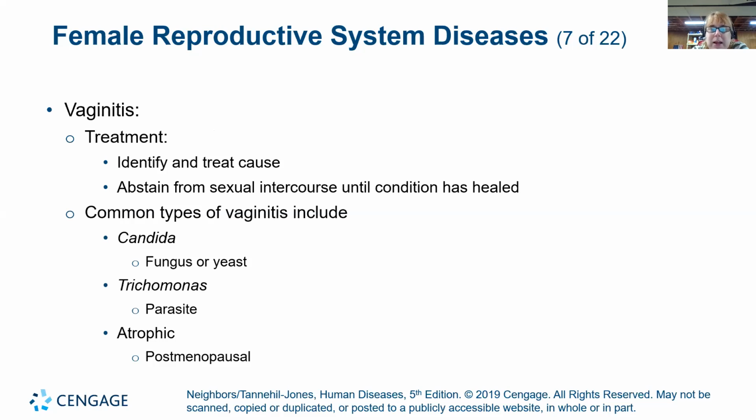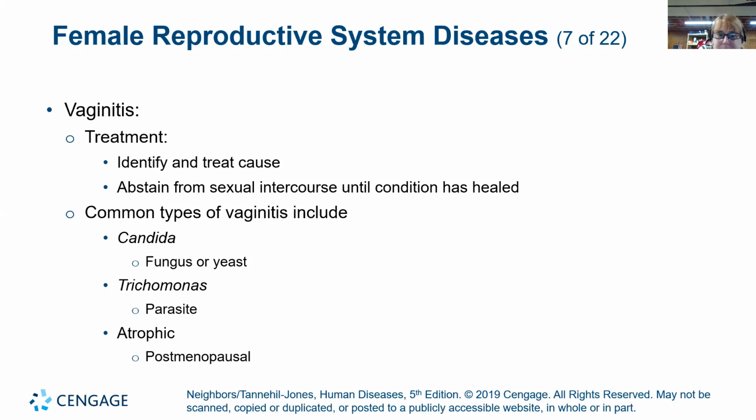And once we identify if it's bacterial or if it's yeast, we will give the appropriate medicine for it, okay? One of the things we always tell people is abstain from sexual intercourse until the condition has healed. The reason for that is you can give it to a male partner and they can be asymptomatic, but then they can give it back to you a couple weeks later if you have sex before you're completely healed.